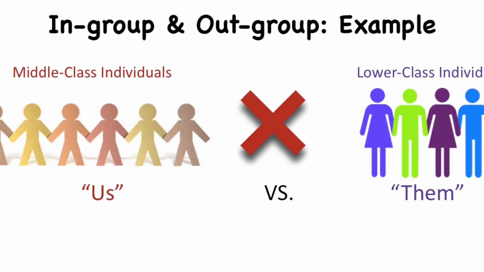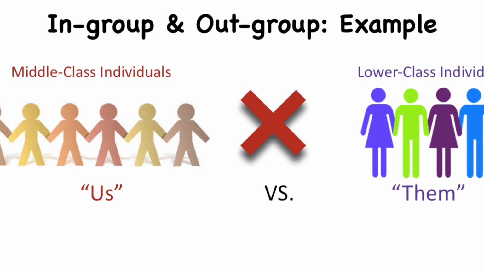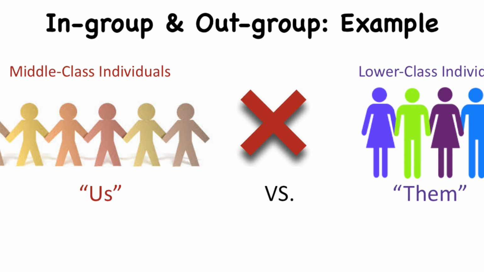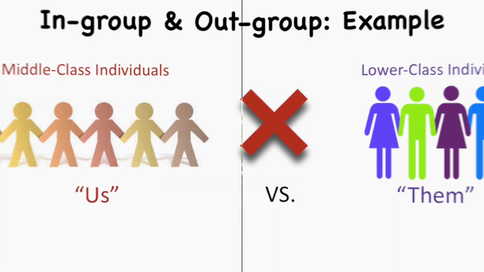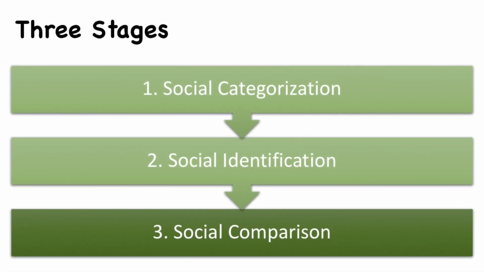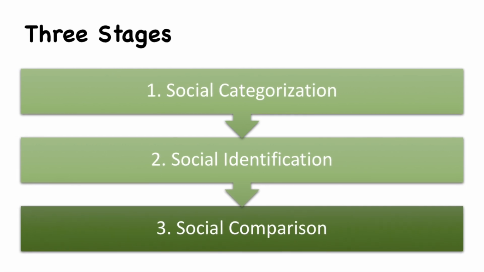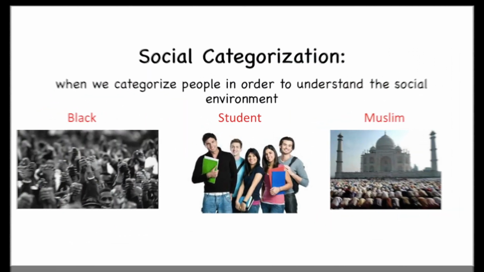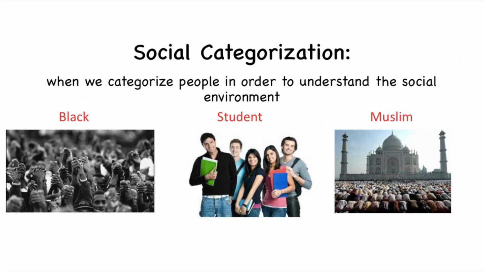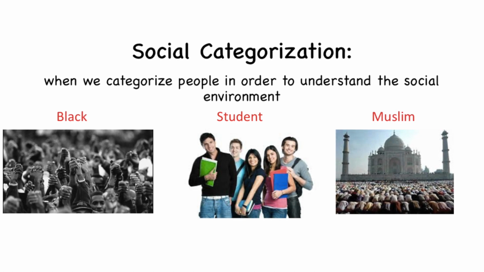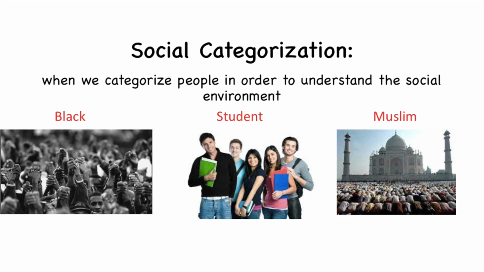Now that we have a better idea of what an in-group and out-group is, let's take a look at the 3 stages that create this in-group and out-group mentality. The 3 stages are the following: social categorization, social identification, and social comparison. The first stage is social categorization. This is when we categorize people in order to understand the social environment.